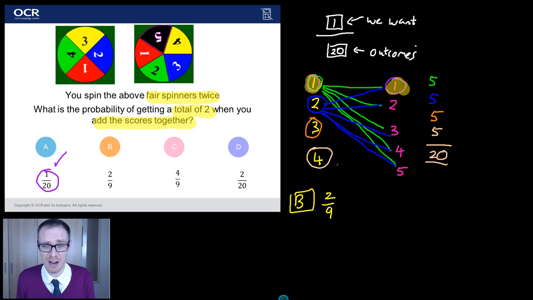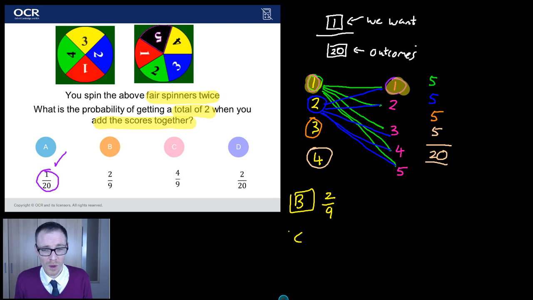Well, 2 over 9, I reckon, comes from students saying there are 9 possible things that can happen. They're just doing 1, 2, 3, 4, and then 1, 2, 3, 4, 5. So there's your 9. And 2, either because it's a total of 2, so the answer must be 2, or they think we can get a 1 and a 1 and a 1 and a 1. But of course, they're the same thing, so there's only one possible outcome.